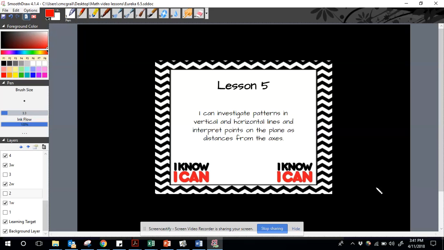Ava, can you please read our learning target for us today? Sure. I can investigate patterns in vertical and horizontal lines and interpret points on the plane as distances from the axis. So what that means is when we are constructing points on a coordinate plane, we're going to see that they make a line, and we're going to see how we know if it makes a vertical or a horizontal line. Let's go ahead and get started with problem number 1.